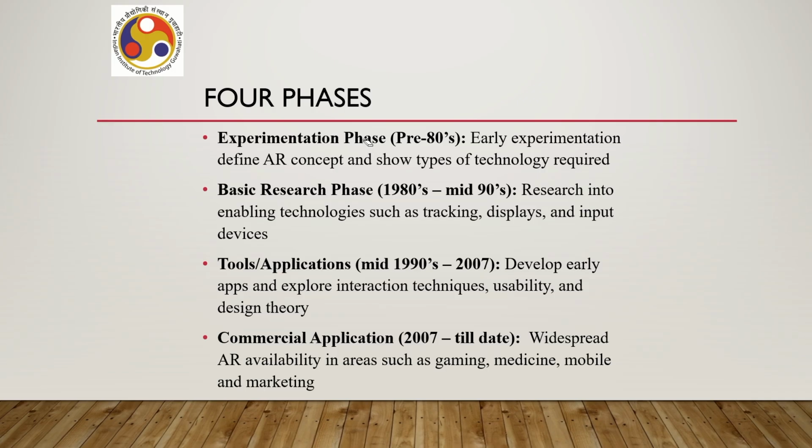Experimental phase, which happened before 1980s of the last century. So, whatever happened at that time was primarily related to early experimentation, which defined the concepts and showed different types of technology required, that we are calling experimental phase. Then we have basic research phase between 1980s to mid 1990s. During this phase, research into enabling technologies such as tracking, displays and input devices happened.